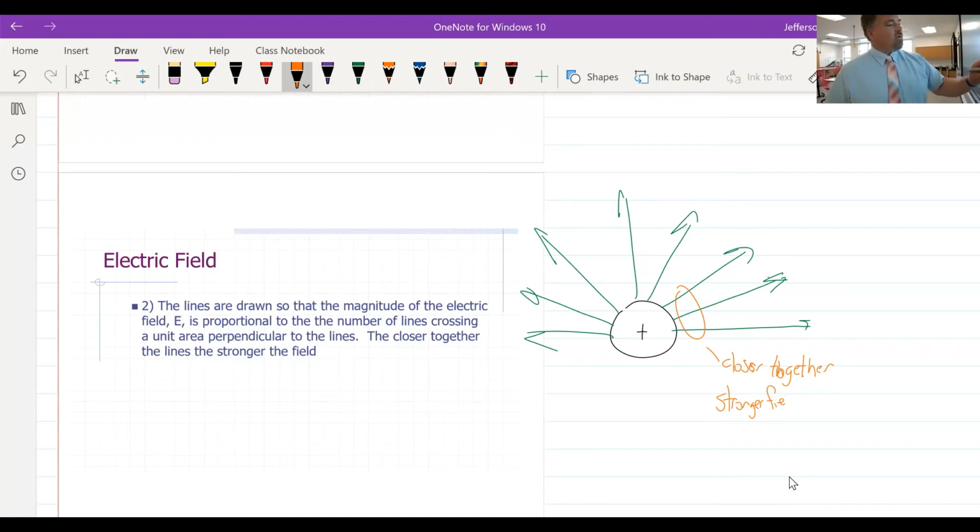So exactly what we talked about with gravitational field strength. The closer together the lines are, the stronger the field. So here we had 3 lines, here we only have 2. So it's going to be weaker further away.